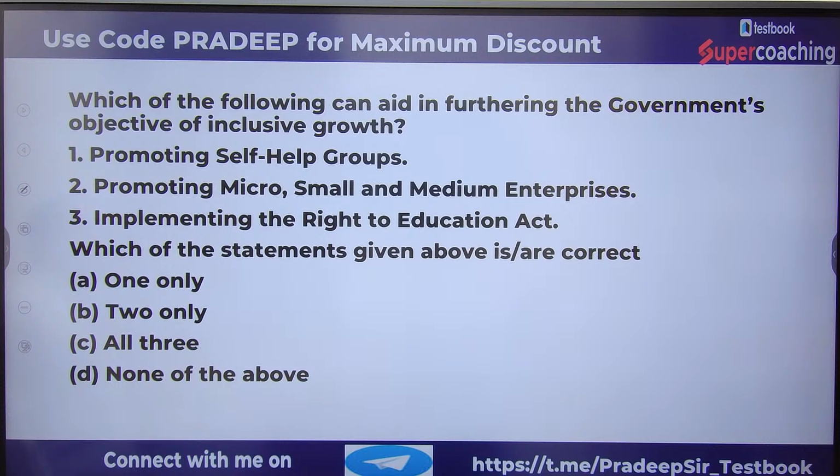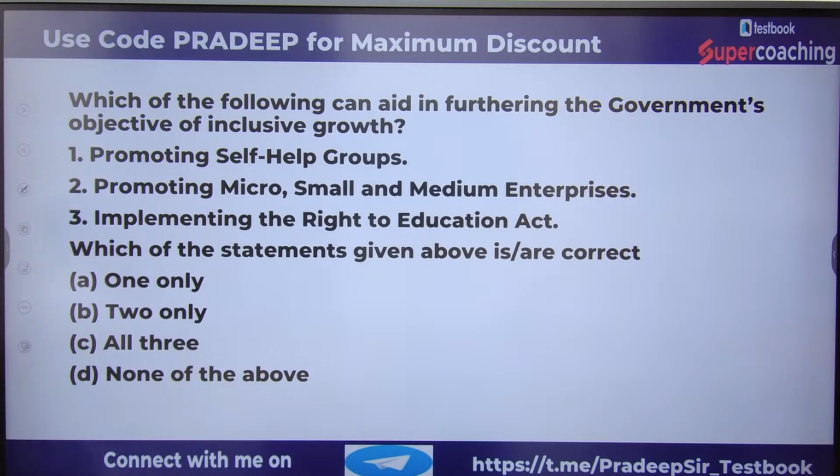They are talking about the following can add to furthering the government objective. They are talking about inclusive growth. Inclusive growth means the economic growth should be converted into economic development. Once the economic growth is converted into economic development, it is going to be inclusive. That means the self-help group is instrumental for converting economic growth into economic development. That's why the first statement will be correct.